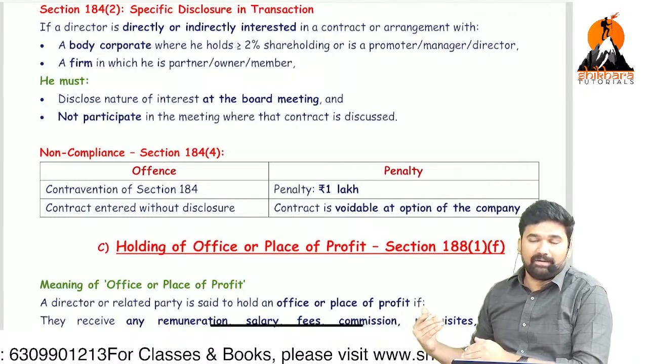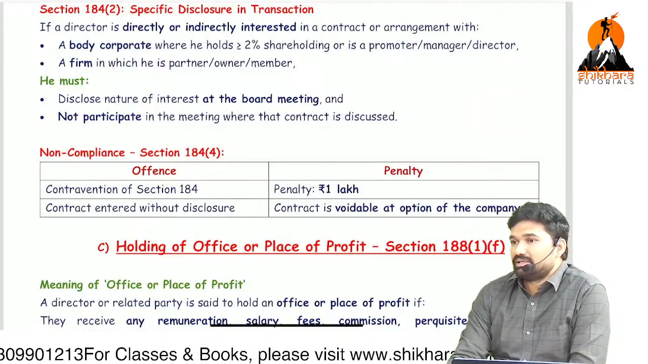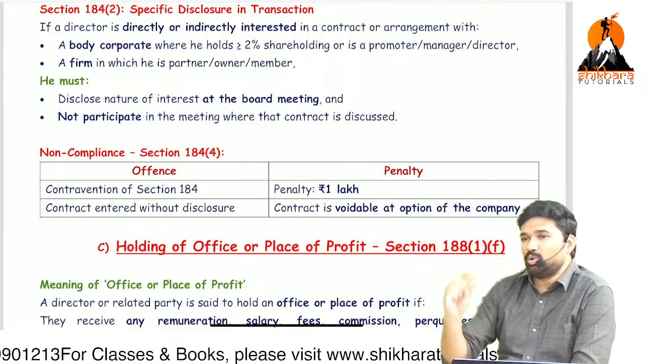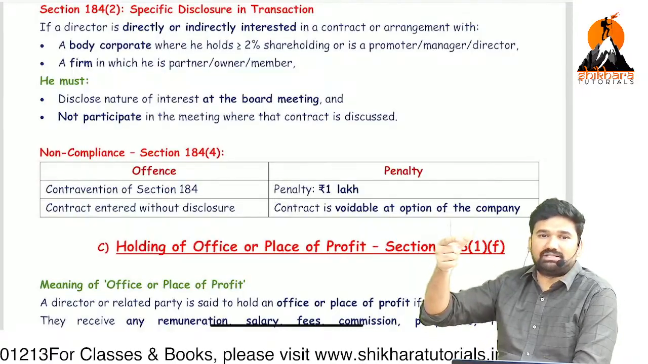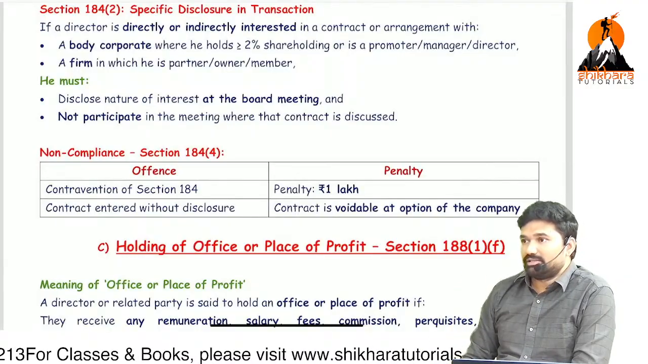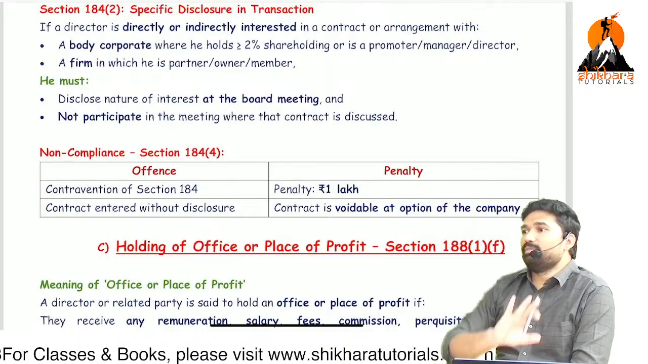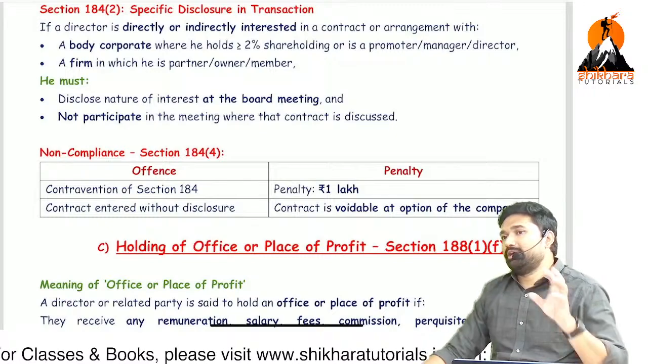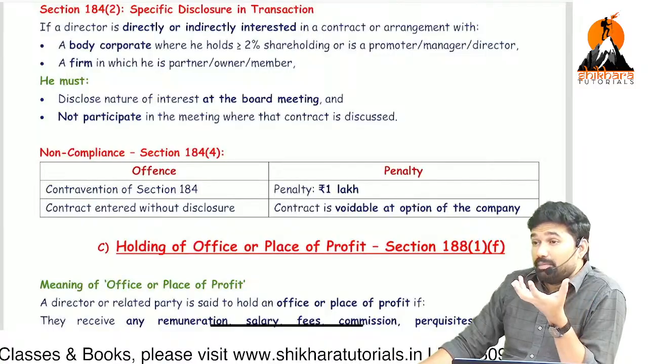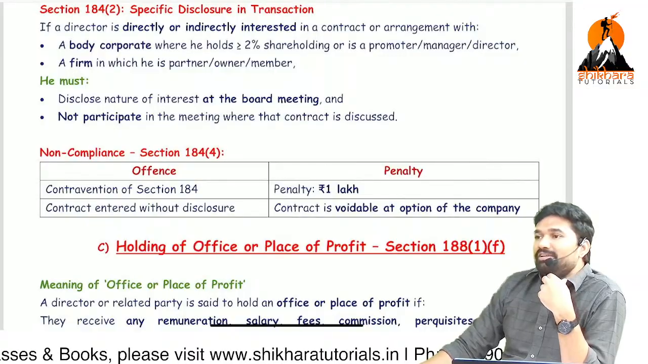Tomorrow we'll discuss 185, loans to directors, as well as 188, holding of office or place of profit. These are two simple topics. Loans to directors 5 minutes, and 188 also 5 minutes. After that, powers and duties of directors as well as remuneration. Of all the remaining topics, the important and time-taking concept is remuneration. That is the important concept.